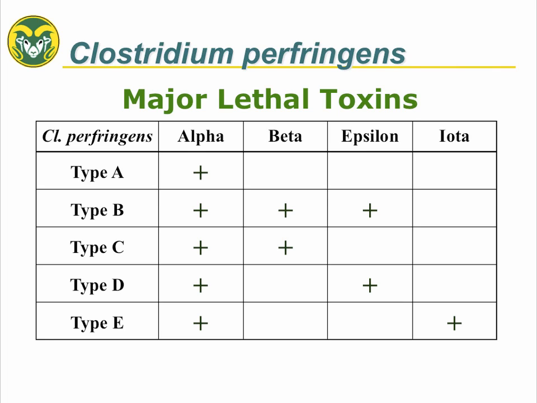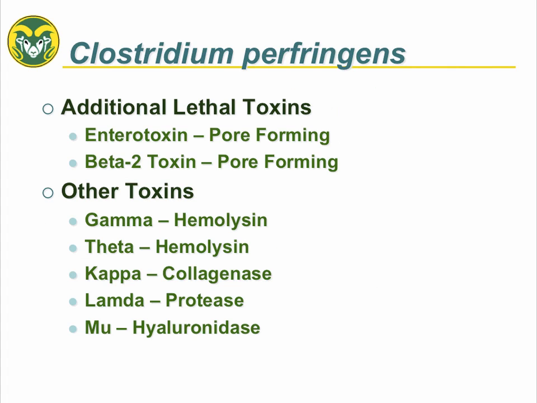As you can see here, if we don't get immunogenicity against alpha toxin, we don't have much protection against type A infections. All right, there are some other additional lethal toxins that are described: the enterotoxin and the beta-2 toxin. Those are important toxins. Enterotoxin is really an important toxin in human food poisoning. And it's interesting, it has pore forming ability on the cells, will disrupt the cell membrane, and then the cell bursts.